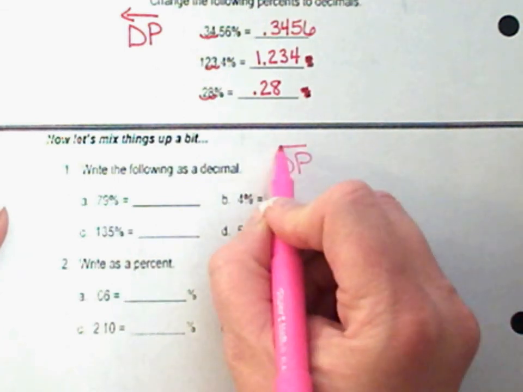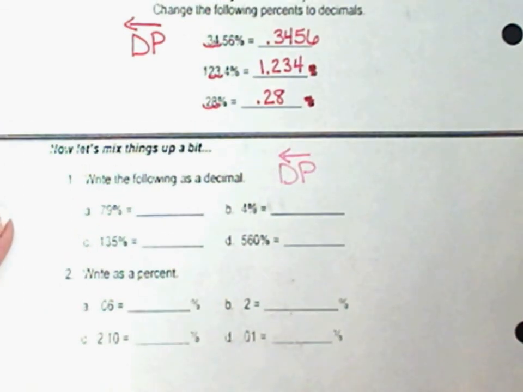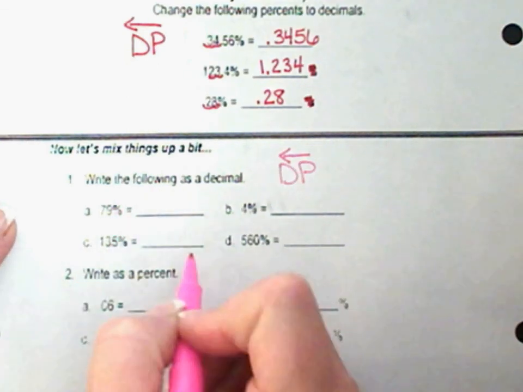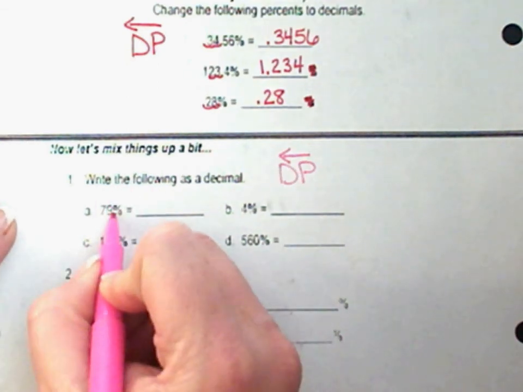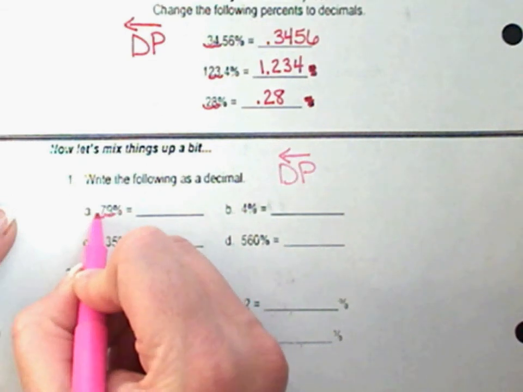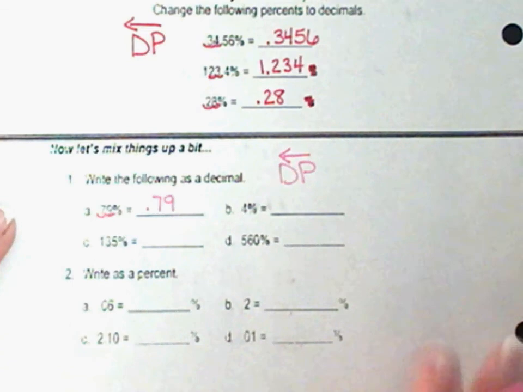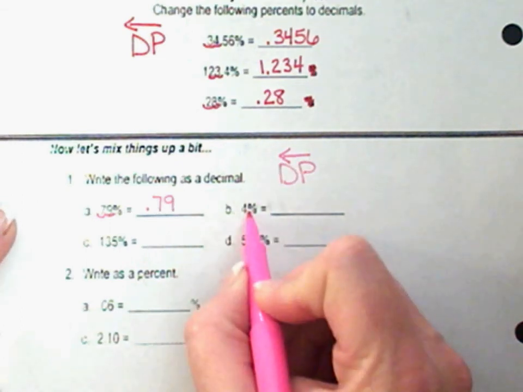Let's start with the first one. It says we are going from a percent to a decimal. So I'm going to write DP. They're giving me a percent. I need to make a decimal out of it, so I'm going to the left. Go ahead and try A on your own. Pause the video and come back and check with me. Okay, A says 79%. I don't see a decimal, but it's to the right of the 9. I'm going to move it to the left, 1, 2, 0.79.